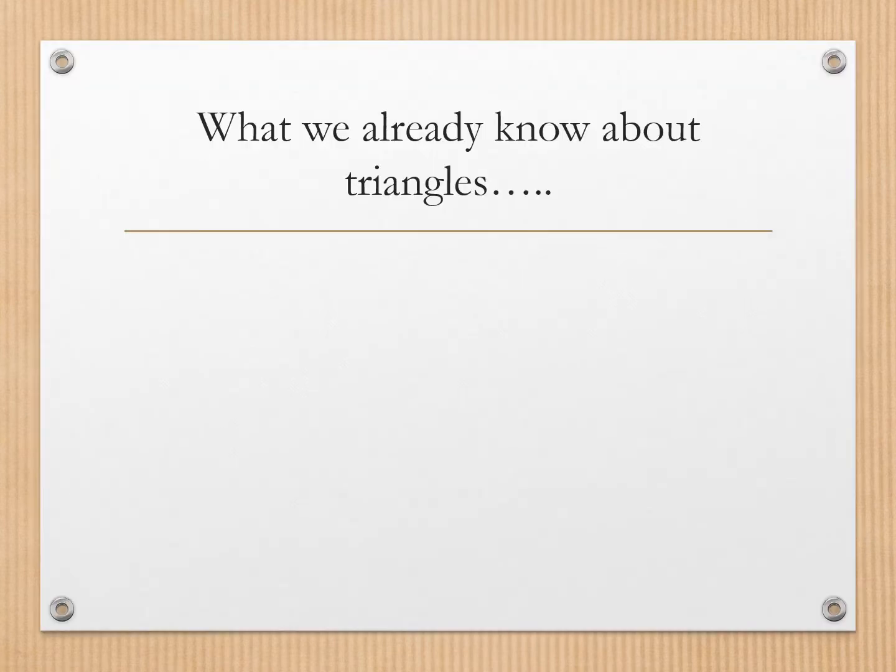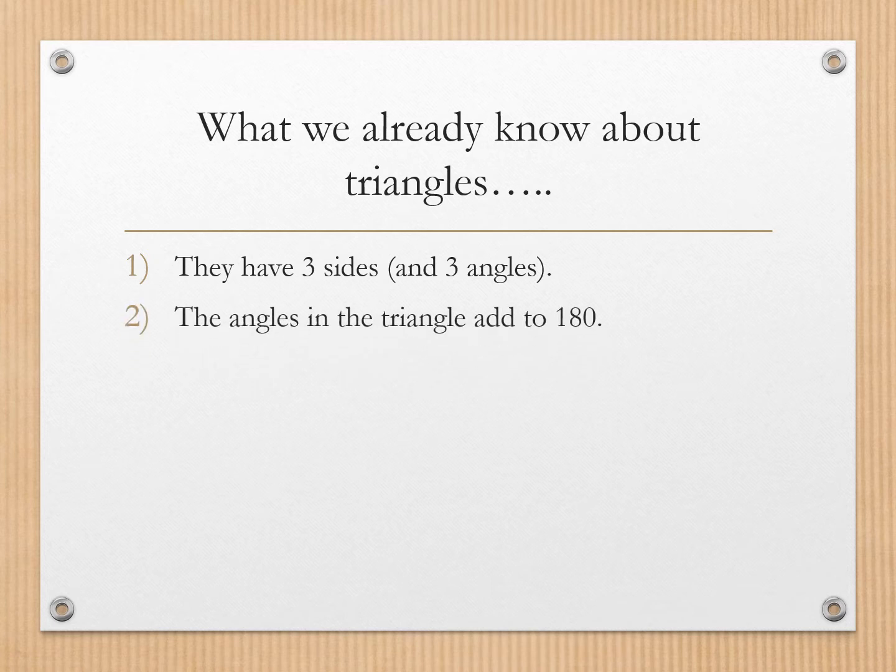So what are some things we already know about triangles? Hopefully, if you just sat down and thought about it, you would know that triangles have three sides. And if they have three sides, then they have three angles. Definitely something that we probably already knew subconsciously. We also know that the angles inside of a triangle are going to add up to equal 180 degrees.